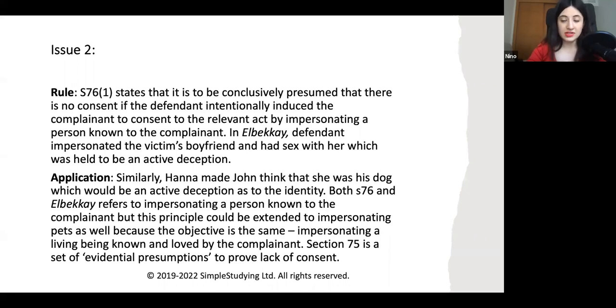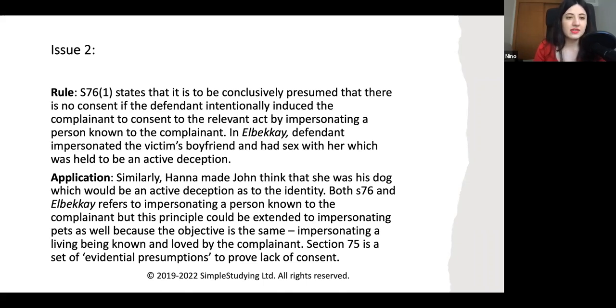So we're saying that in a similar case where something like this happened, the court said that it was active deception. Similarly, Hannah made John think that she was his dog, which would be an active deception, applying the case of Albuquerque. Both Section 76 and Albuquerque refer to impersonating a person known to the complainant, but this principle could be extended to impersonating pets as well, because the objective is the same: impersonating a living being known and loved by the complainant. Section 75 is a set of evidential presumptions to prove lack of consent.